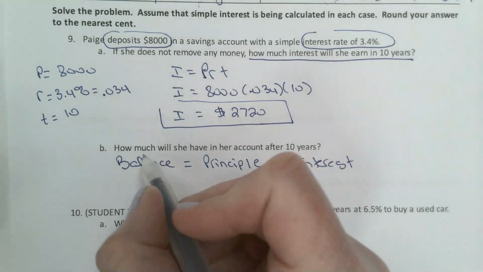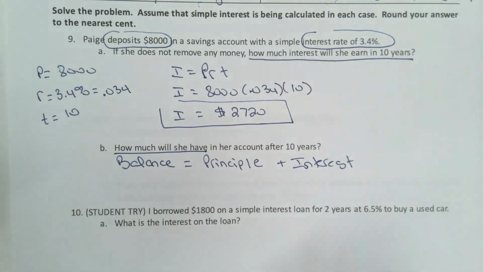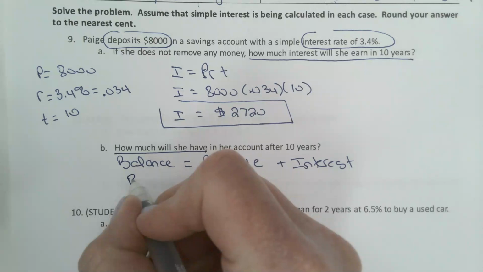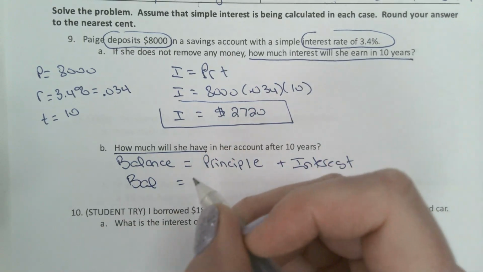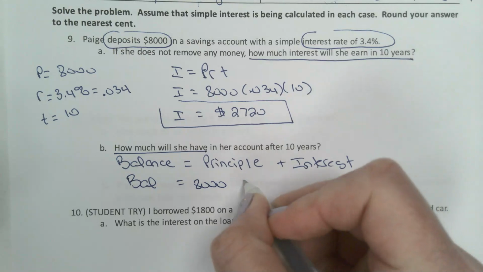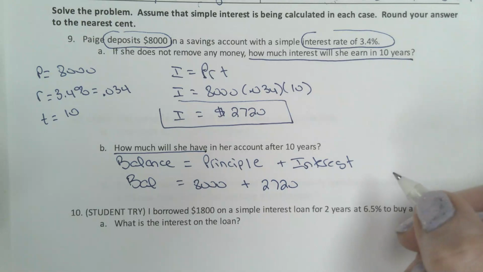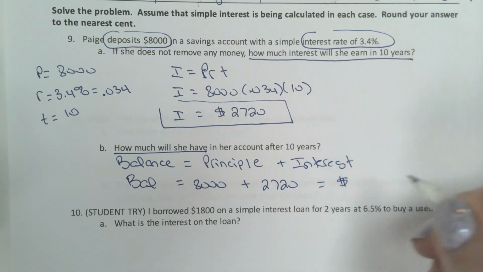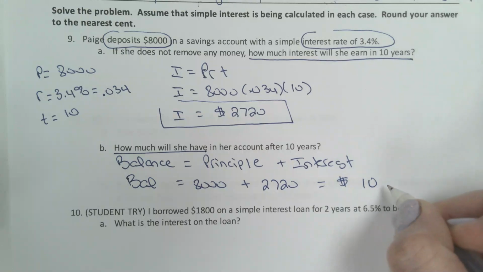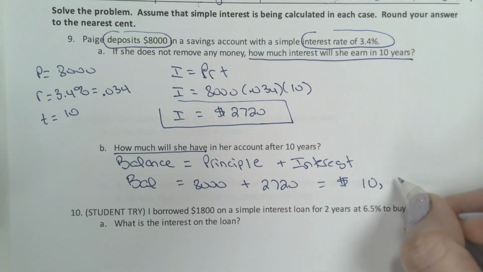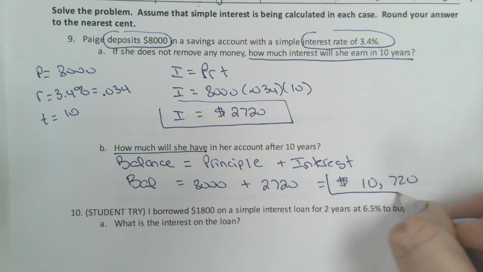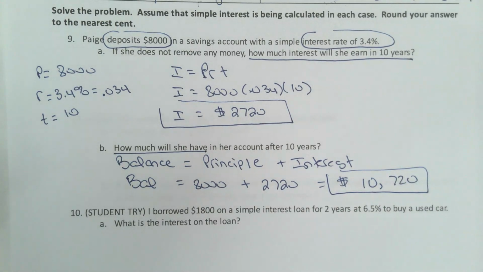So when it says how much will she have, we're just going to take the principal of $8,000, add the interest to it, and she will have $10,720 in her account after 10 years. And we're going to hit pause, and they're going to try number 10.